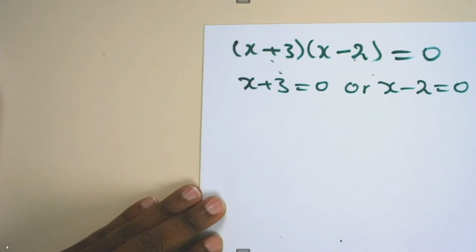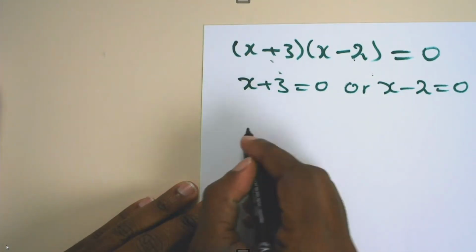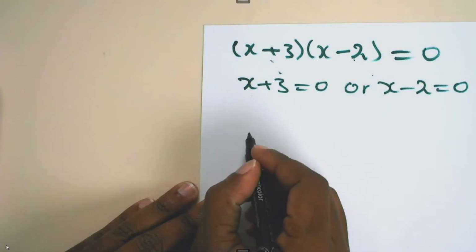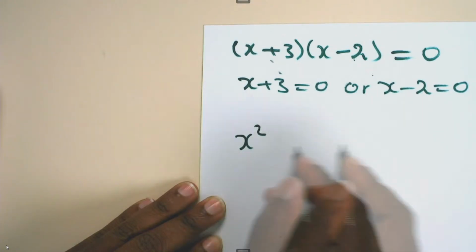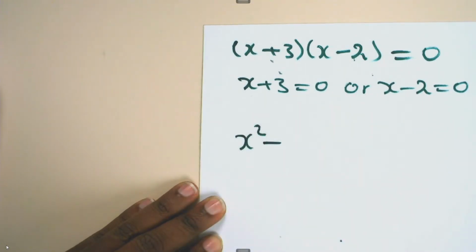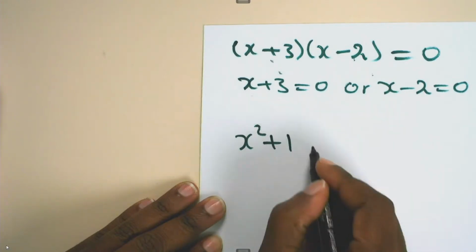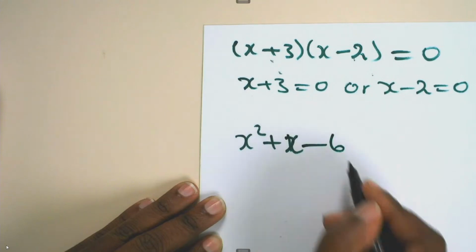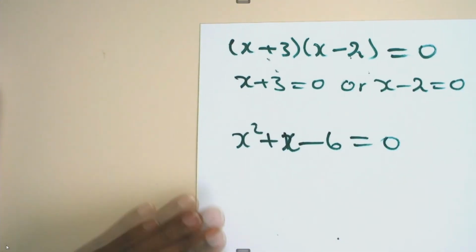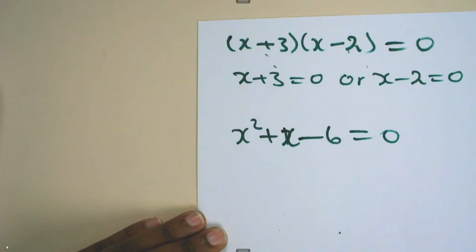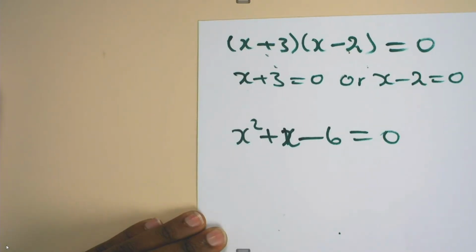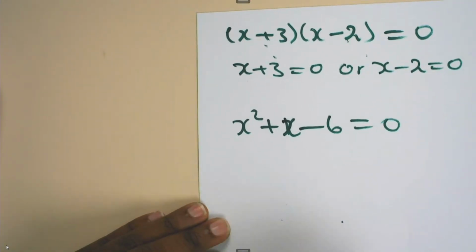But if you are not having the factors already, in other words, the question will be like this: x squared plus x minus 6 is equal to 0. It is a pure trinomial, so it needs to be factorized. We know how to factorize trinomials from algebraic expressions, but nonetheless, let's have a look at this.